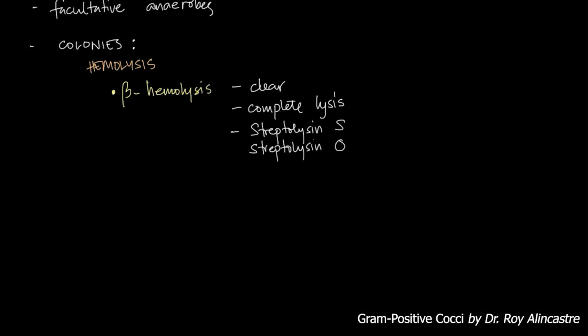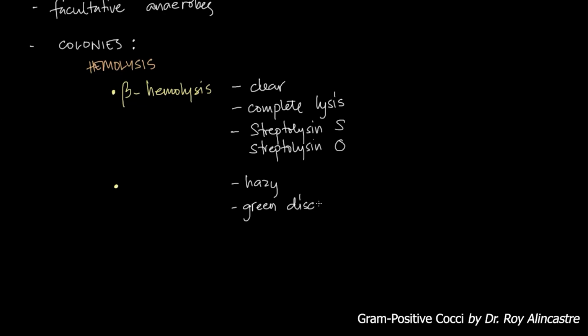In group A strains, both are produced. Strains that lack streptolysin S are beta hemolytic only under anaerobic conditions, because the remaining streptolysin O is not active in the presence of oxygen. This is important to know because these strains would be missed if cultures were incubated only aerobically.